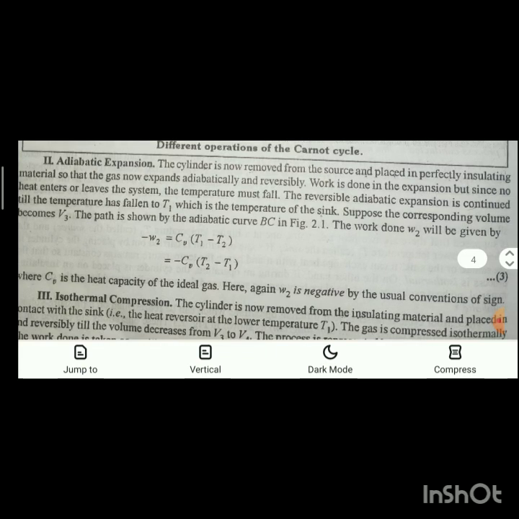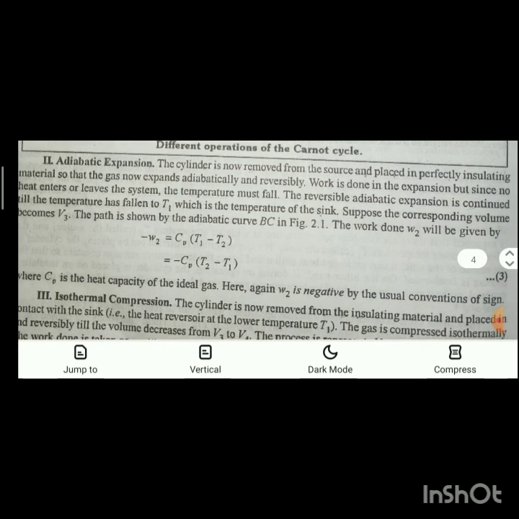The work done W2 will be given by minus W2 equals CV (T1 minus T2), which equals minus CV (T2 minus T1), where CV is the heat capacity of the ideal gas. Again, W2 is negative by usual convention of sign.